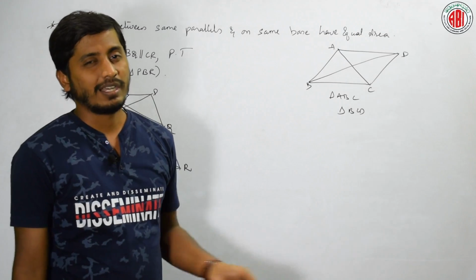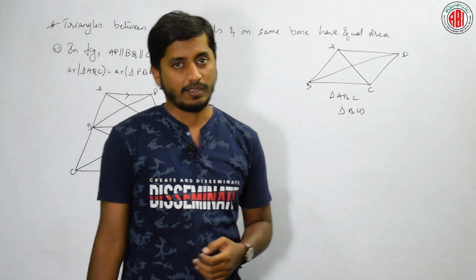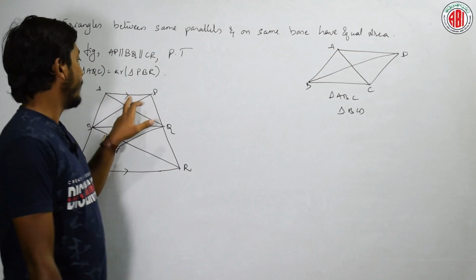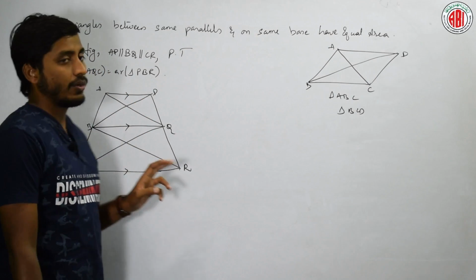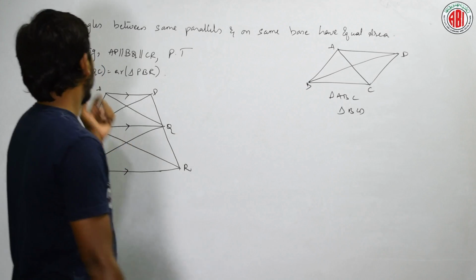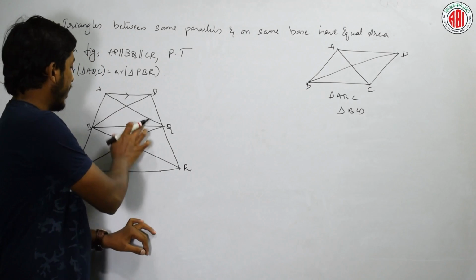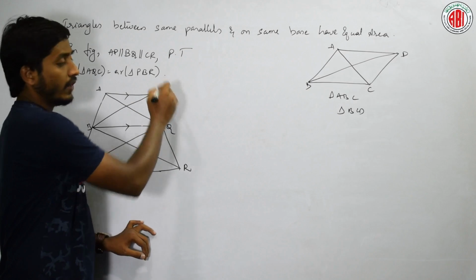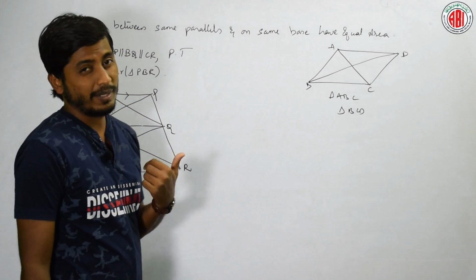Clear? Based on that, let us do a few problems. See here, he gave that in this figure, AP is parallel to BQ is parallel to CR. Then he is telling us to prove that triangle AQC is equal to triangle PBR. Okay, how do we prove? Are they between the same parallel lines?